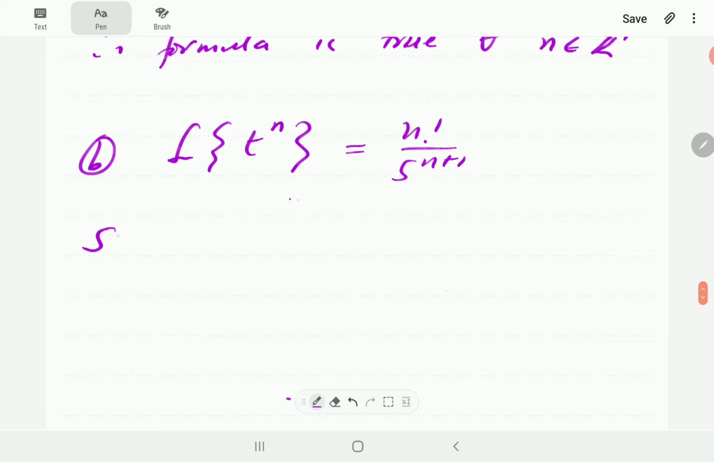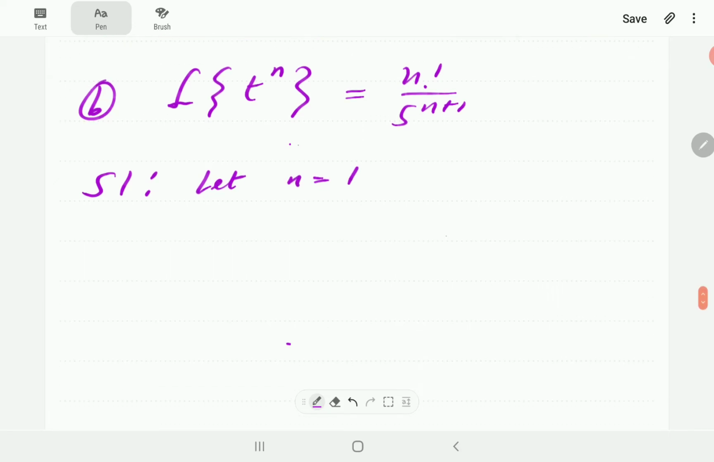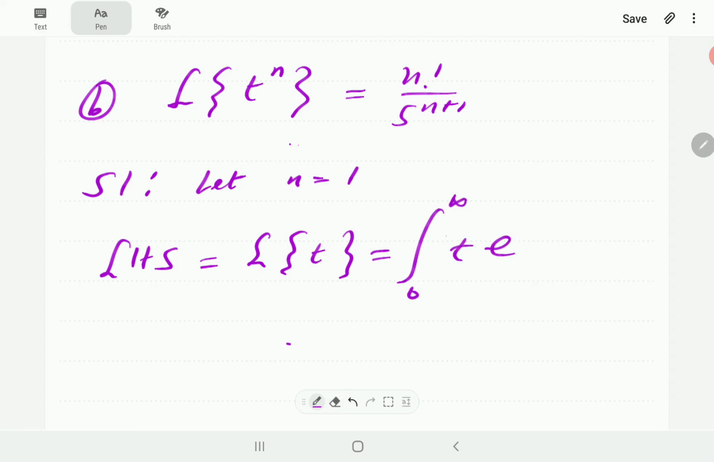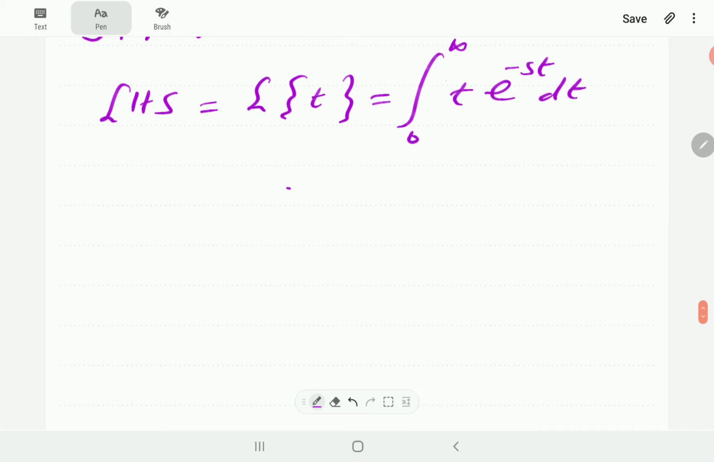So in this one, in step 1, if we let n be equal to 1, then the left-hand side is going to be the Laplace transform of just t, which according to the definition is the integral of t times e to the minus st, by tabular integration. So we take the t, we differentiate it, becomes 1. Differentiate 1, we get 0.